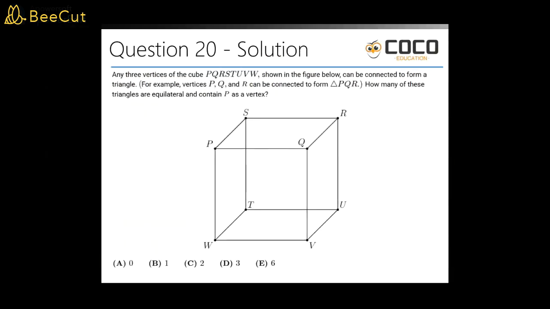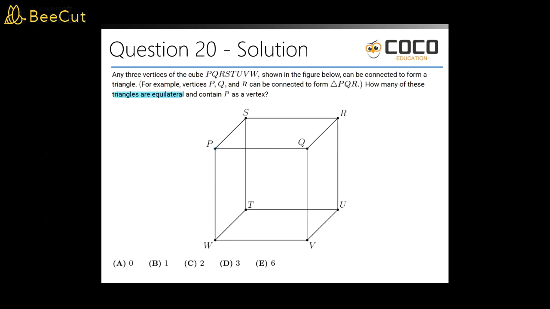Question 20. So we want to form equilateral triangles. And one of the vertices is point P. So to make equilateral triangles, we have to use the diagonals of the square surface. And from point P, we have 3 diagonals.